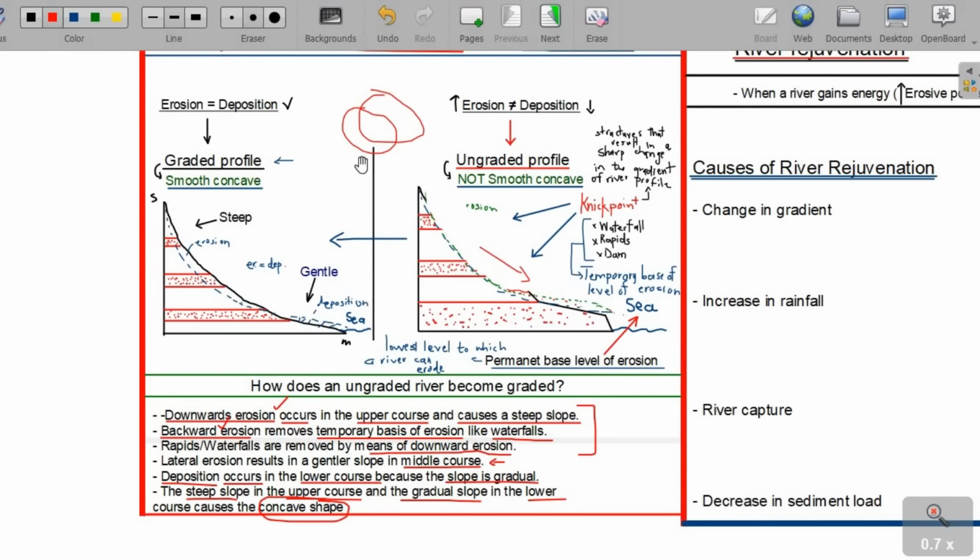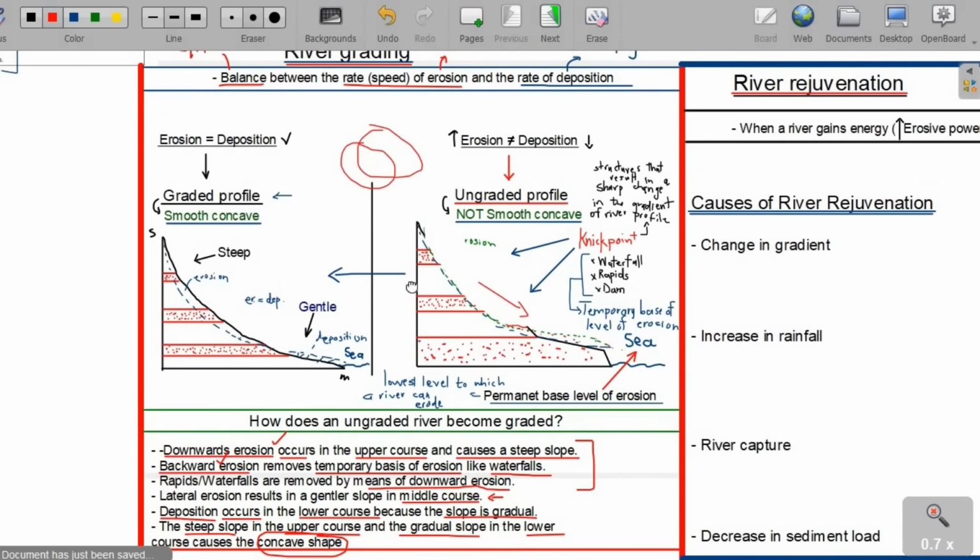So step by step, guys: upper course, vertical erosion and headward erosion remove those nick points. Middle course, we need lateral erosion to ensure that we have a much more gradual slope. And then in the lower course, we need to increase deposition so that there's a gradual slope there as well, so that we see that concave shape. So that's how we've turned that ungraded profile into a graded profile.